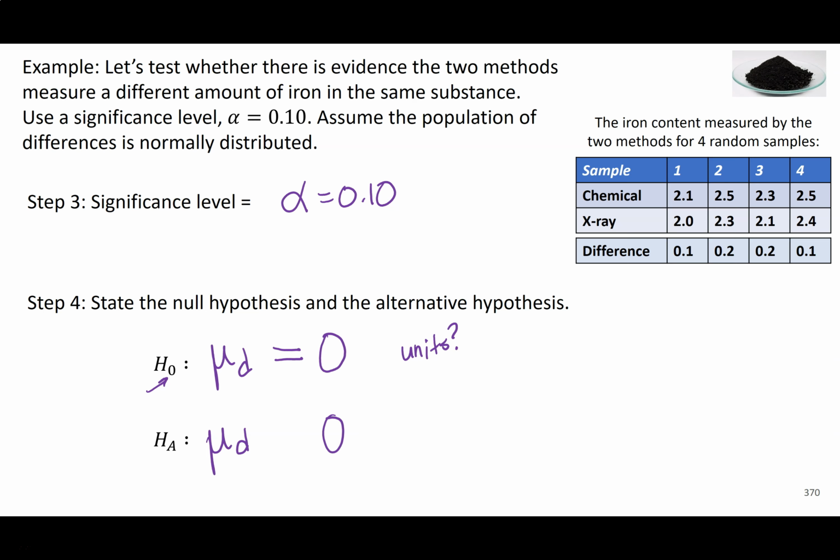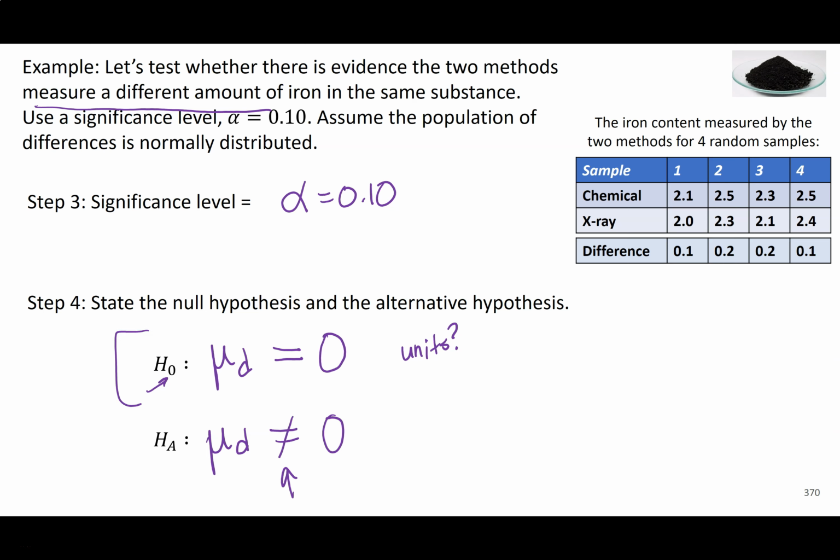You're also going to have the same null claimed value in the alternative. What changes here is the sign. It will not be an equal sign. This is going to be based on, is there evidence the two methods measure a different amount? Different doesn't tell me one's higher or one's lower specifically. So I'm just going to say they're not equal.